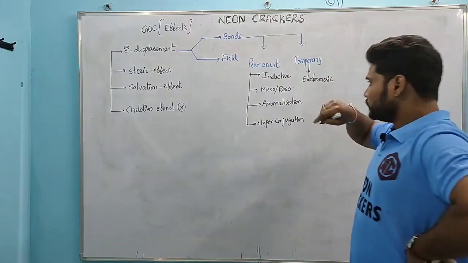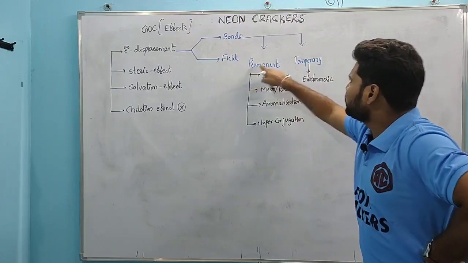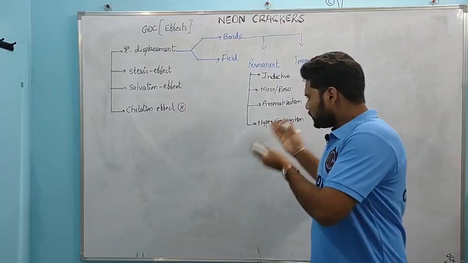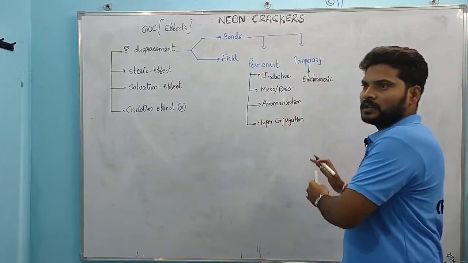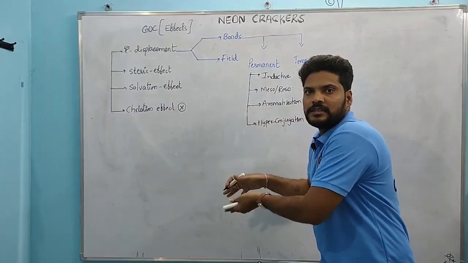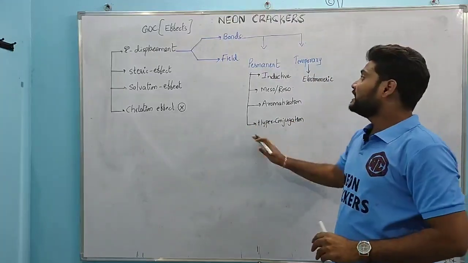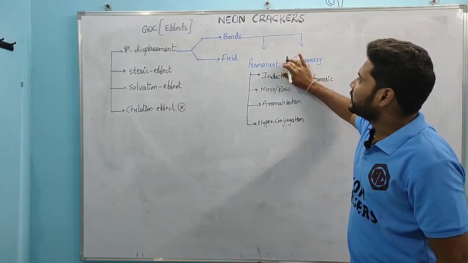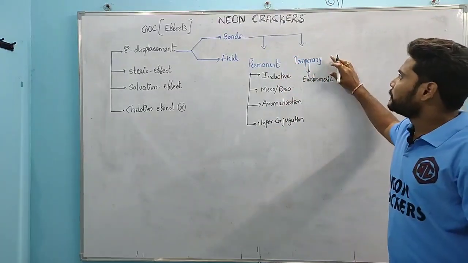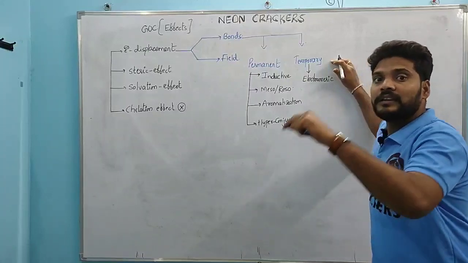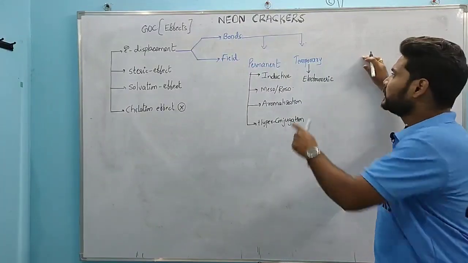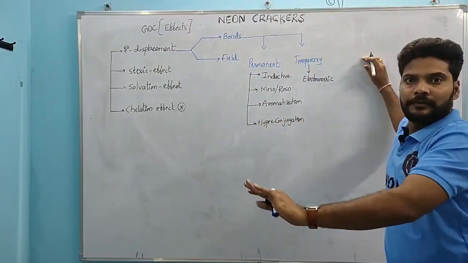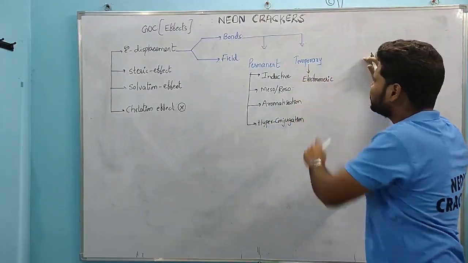What is the difference between permanent and temporary effect? A permanent effect is one where, whether the reagent is present or absent, there is no change in the effect. That is called a permanent effect. A temporary effect is generated only in the influence of an external reagent. If you remove that reagent, the effect is lost. That is called a temporary effect. This is the weakest effect.